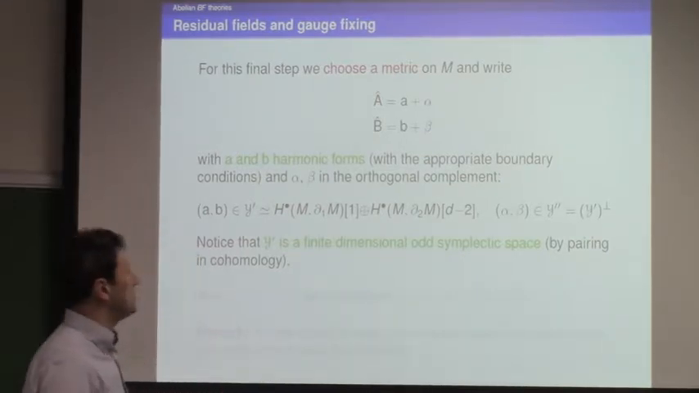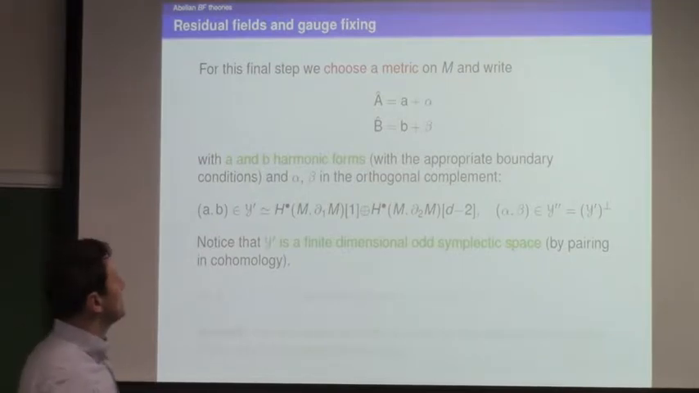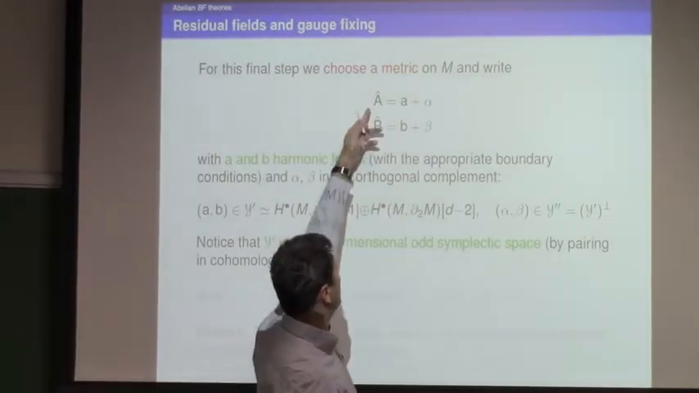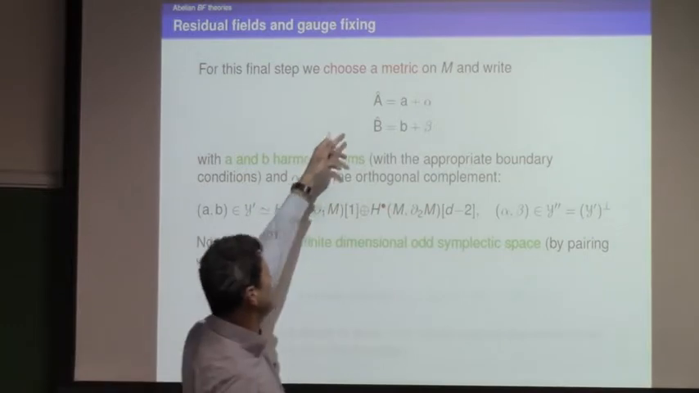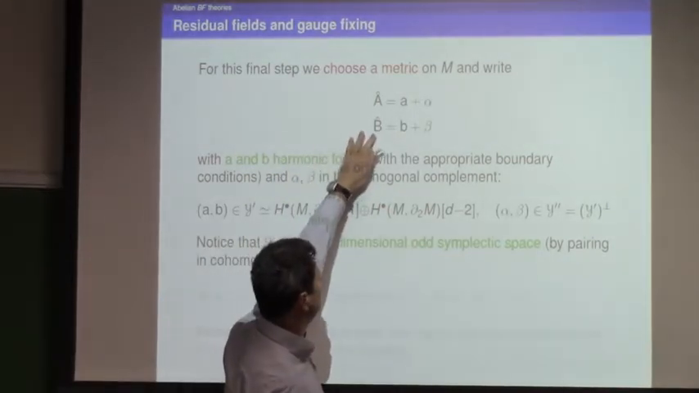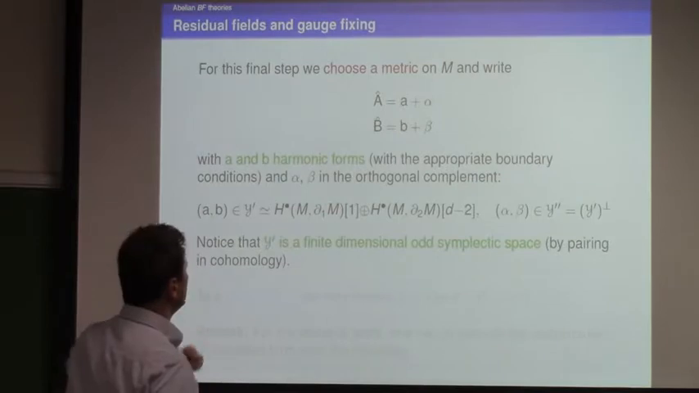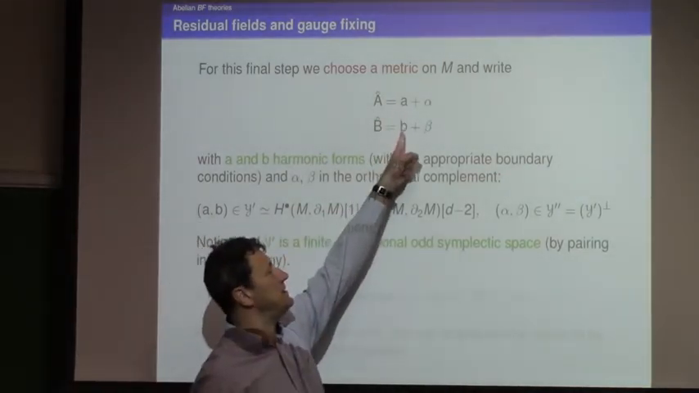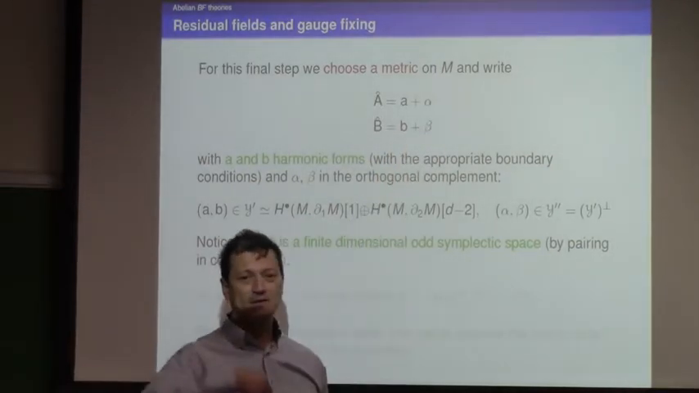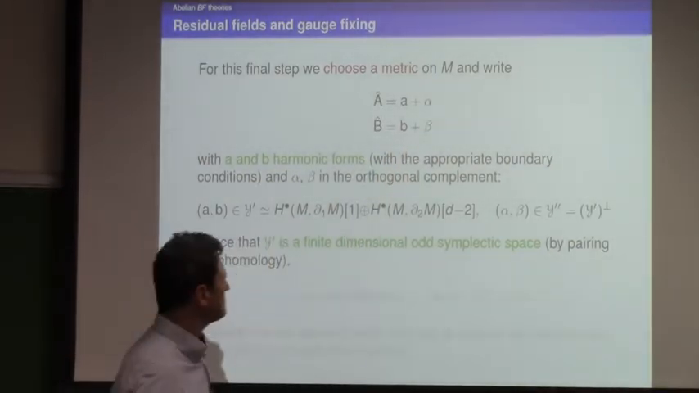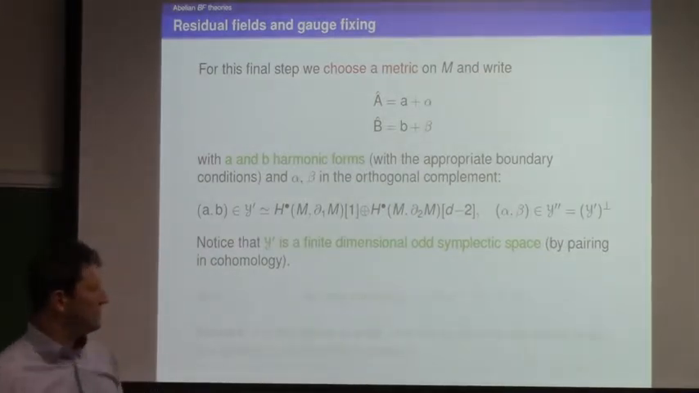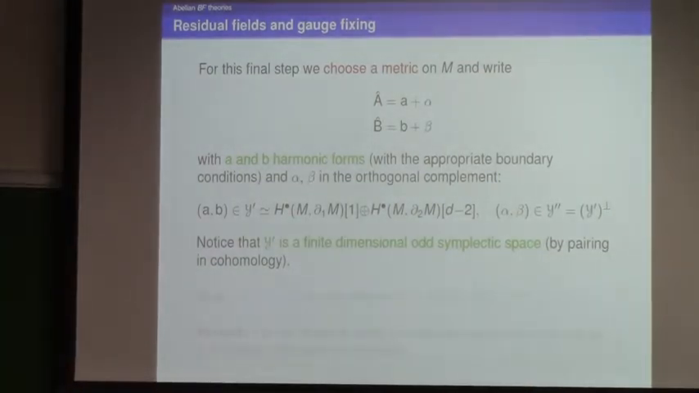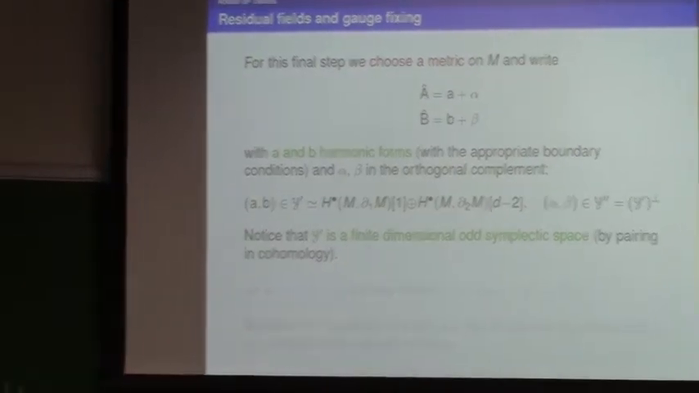Now you can do the Hodge decomposition. So in particular, you can write differential forms. Notice that A hat is a differential form that vanishes on one boundary component, B hat vanishes on the other one. So what I can do is split differential forms into harmonic forms, A and B, and alpha, beta, the orthogonal complement using the metric. And this would be my choice for Y prime and Y second. So Y prime are the harmonic forms, and Y second is just the orthogonal complement.